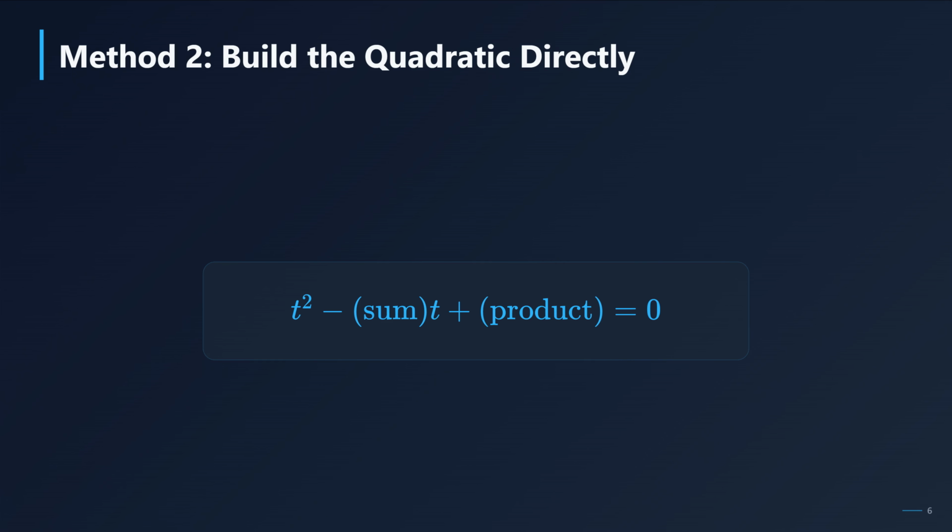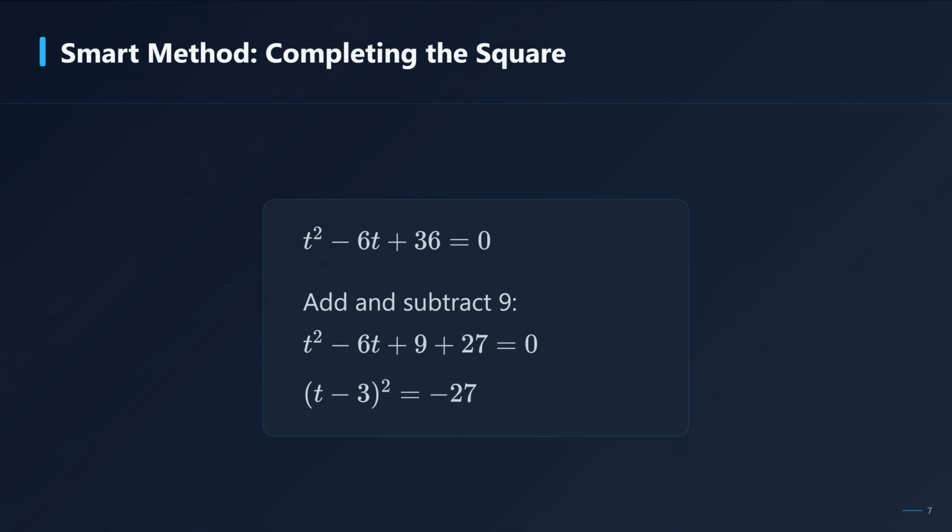Here's the shortcut. If we know the sum and product of two numbers, we can write down a quadratic equation that has those numbers as roots. The form is t squared minus the sum times t plus the product equals 0. So we write t squared minus 6t plus 36 equals 0.